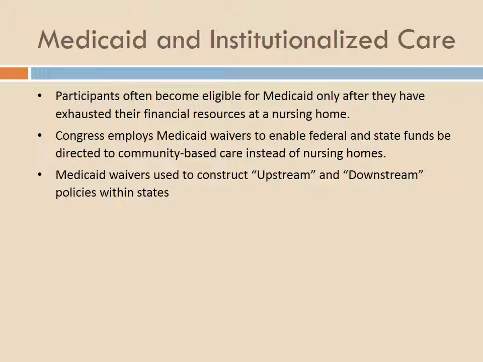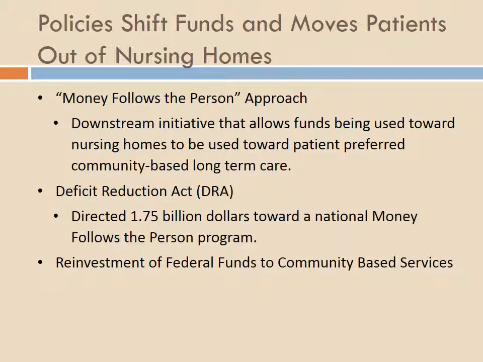Medicaid has been traditionally biased towards institutionalized care. Participants often become eligible for Medicaid only after they have exhausted their financial resources at a nursing home. To combat this, Congress enabled states to use Medicaid waivers to direct funds away from nursing homes and towards community-based services. Advocates played a major role in the development of legislation that shifted the atmosphere of long-term care.